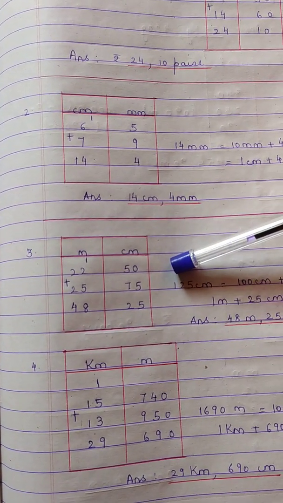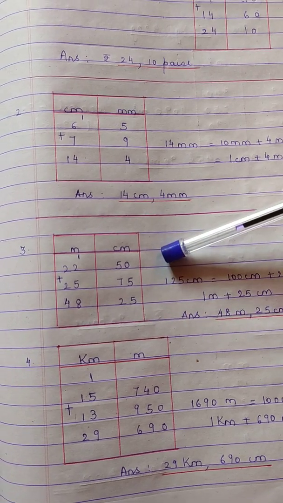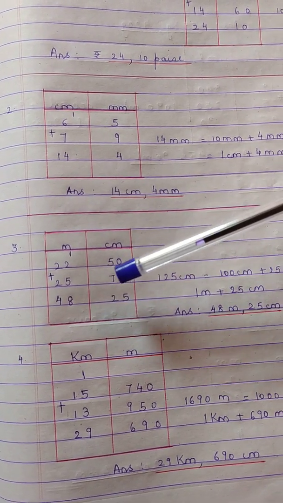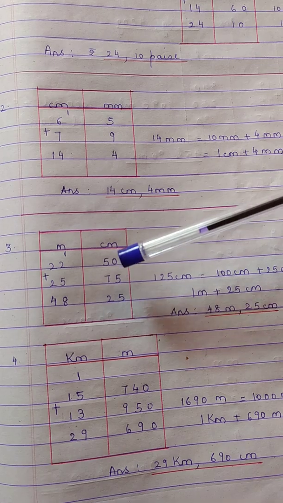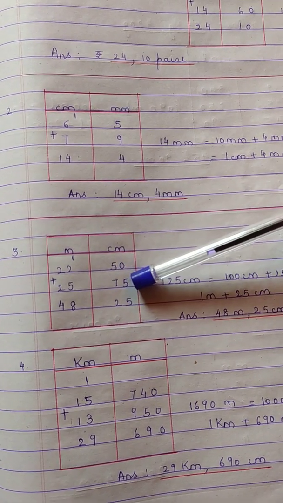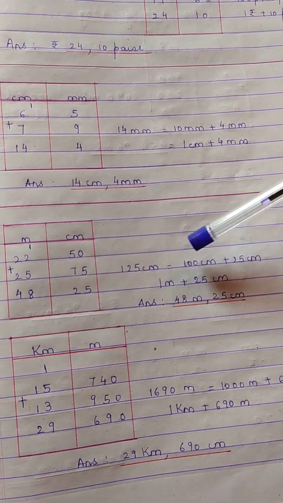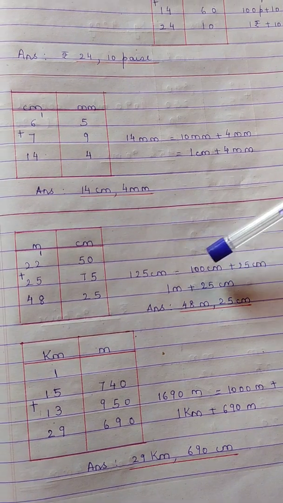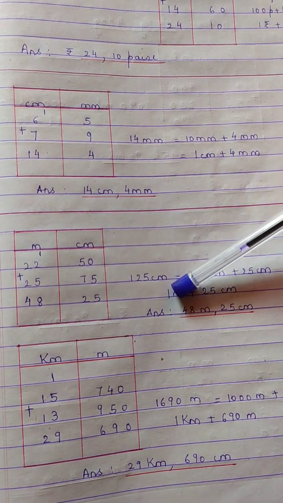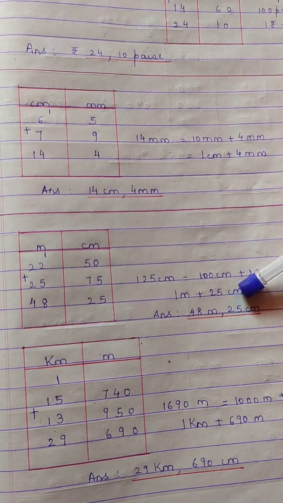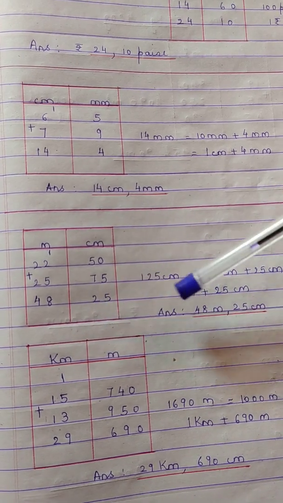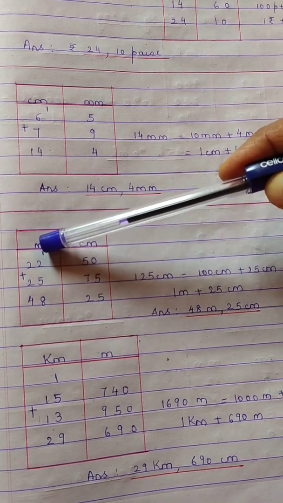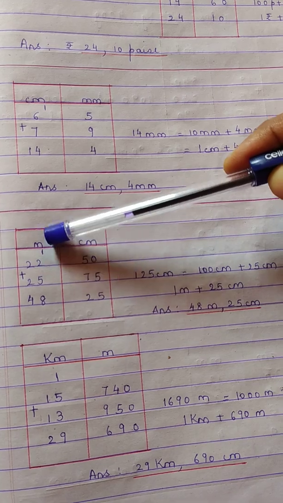Next, third question, 22 meter, 50 centimeter plus 25 meter, 75 centimeter. Add the centimeter column. You get 125, which is 100 plus 25. We know 100 centimeter makes 1 meter. So 25 centimeter, you're going to write it on the right hand side. 1 meter carries over to the meter column.